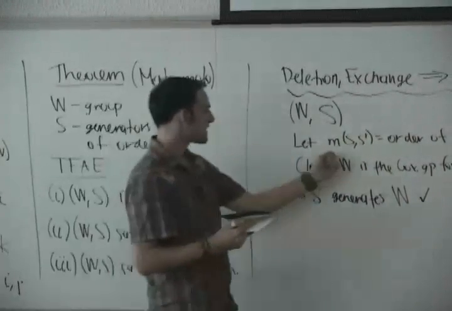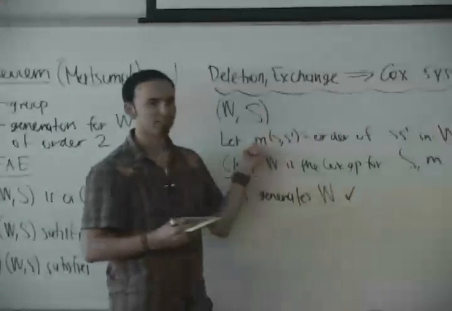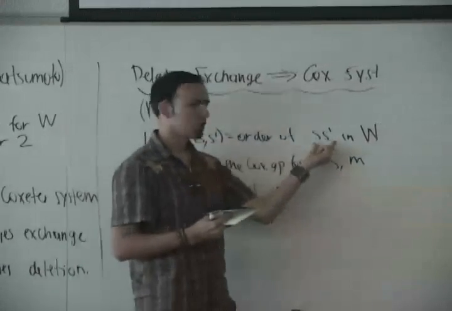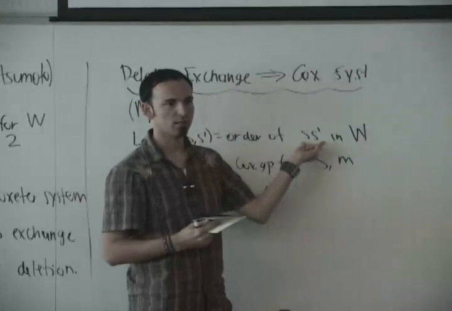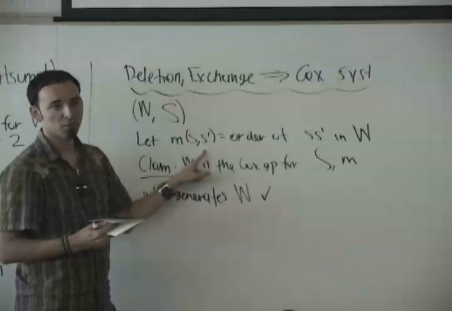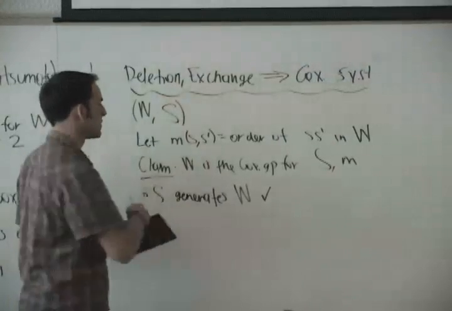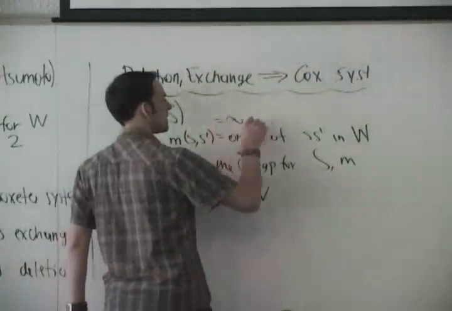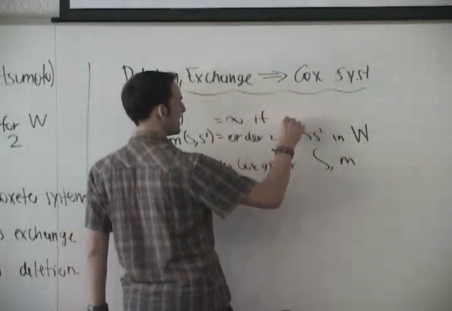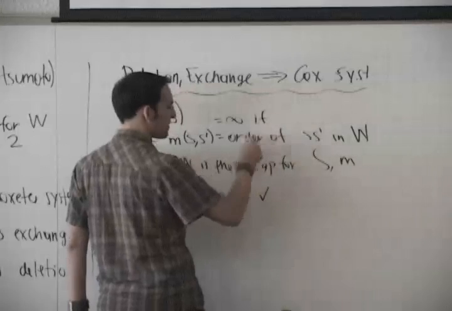So the question is, why is M finite? And the answer is that it isn't necessarily. So sometimes you will find that no power of SS prime is the identity, and then this number will be infinite, which we know sometimes we have to do in Coxeter groups. It's a very good point. So infinite, if the order is infinite.